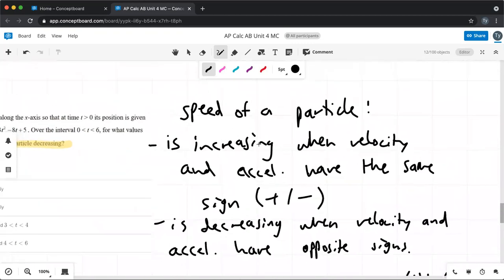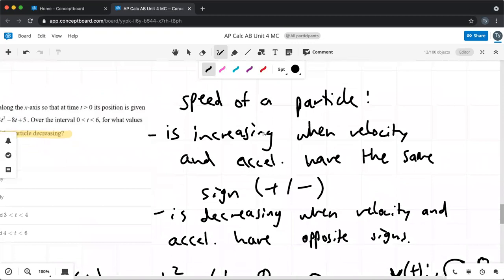All right, again, I can't stress this enough. The most asked question I've noticed about particle motion on free response 2 has to do with the speed of the particle. And usually on those free response questions, just writing this kind of thing as your justification for your answer gets you a whole point. So recap: the speed of a particle is increasing when the velocity and the acceleration have the same sign at a point in time, and it's decreasing when the velocity and acceleration at a point in time have opposite signs.